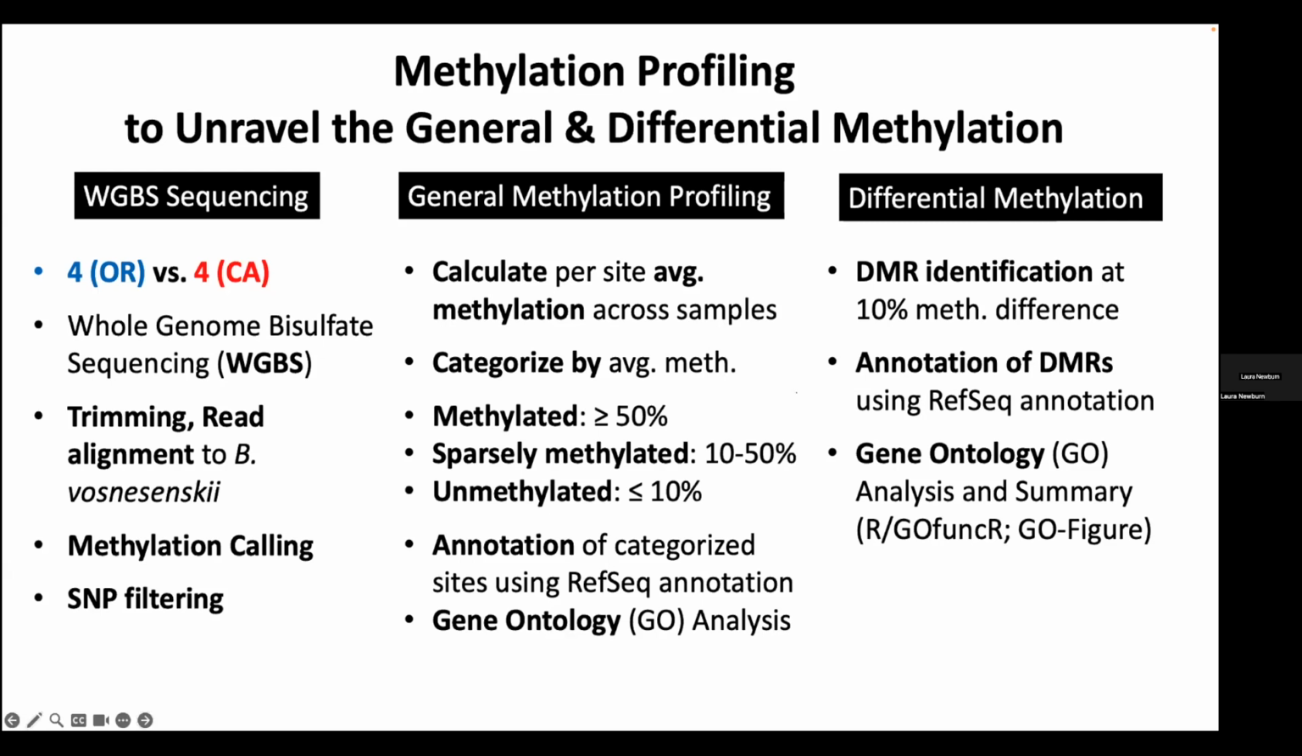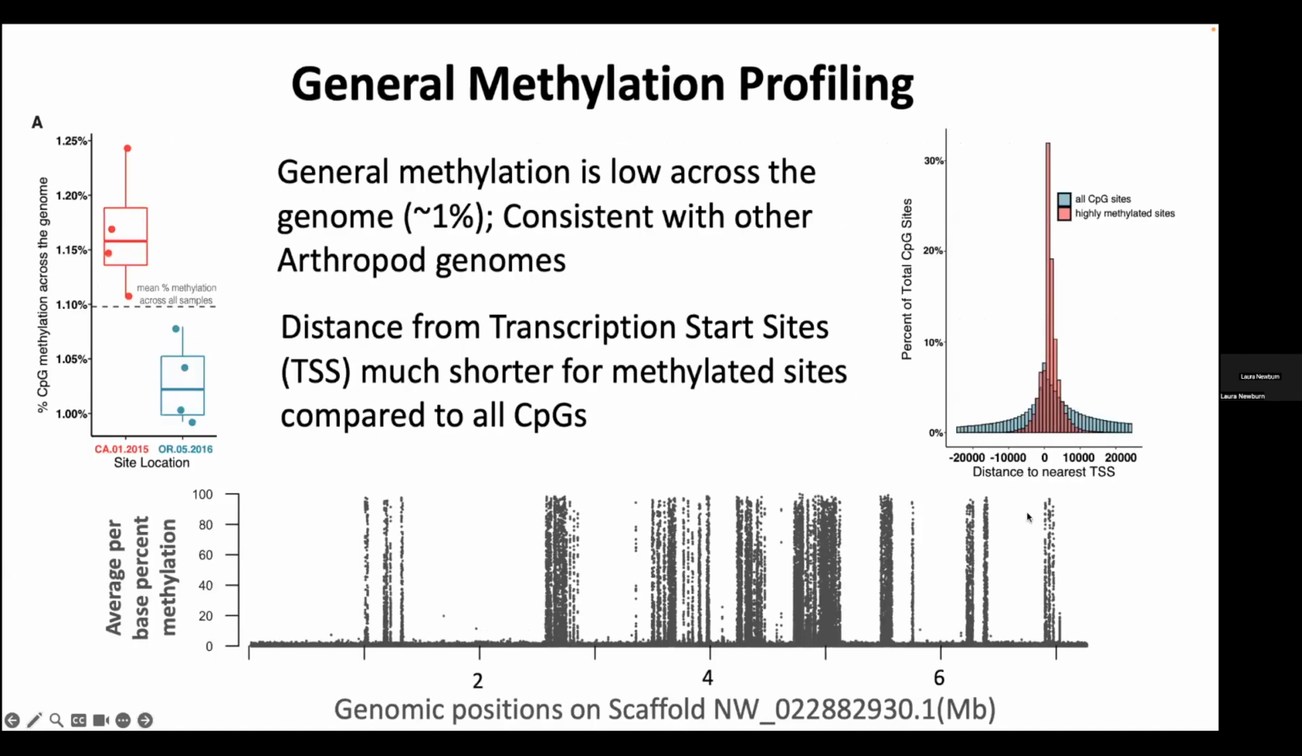For differential methylation, it's pretty much like differential gene expression type of studies, where you identify genes. In this case, we looked at the differentially methylated sites or regions at a 10% methylation difference. We also annotated those differentially methylated sites based on the NCBI RefSeq annotation, and then we have done gene ontology analysis. So first, let's go through the general methylation profiling.